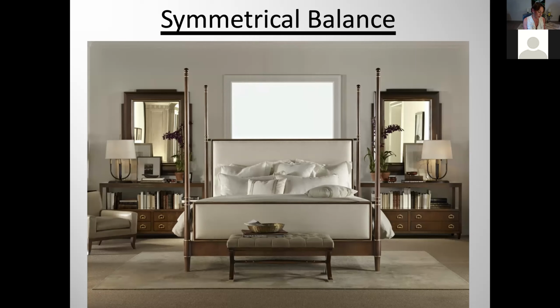So symmetrical balance. This room design is a perfect example because it shows you how the 2 sides of the room perfectly mirror one another with the mirrors, the lamps, the side tables, with like objects. Everything is perfectly balanced and orderly.